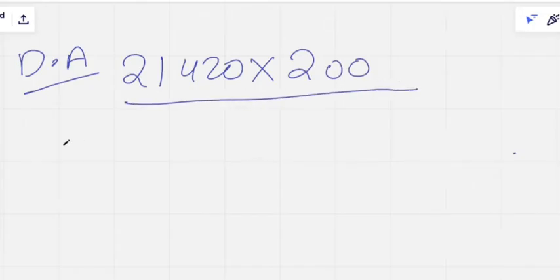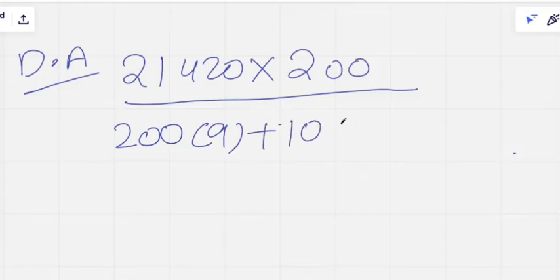21,420 into 200 by 200 into t, which is 9 years they have given, plus t into r, 10. The rate of interest is 10% per annum, into 9 into the predecessor of 9, which is 8. If you calculate, you will get the easy solution.